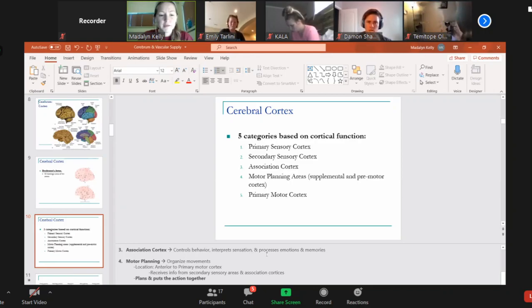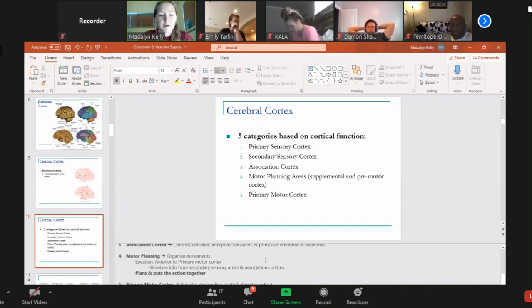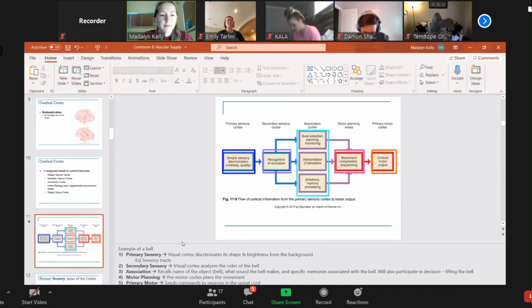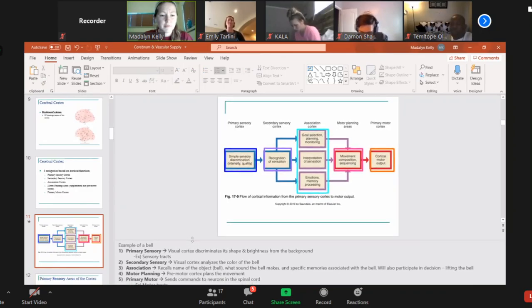Motor planning is you organize the movements and you get the plan and you put the actions together. The primary motor cortex is you actually execute the movement. So I'll go through an example I think was in the book, the bell. So primary sensory, you discriminate the shape and the brightness from the background. Like you see that bell, but you haven't identified it as the bell yet. You just see the shape of it and the brightness of it.